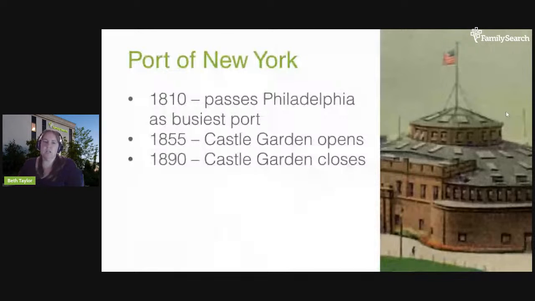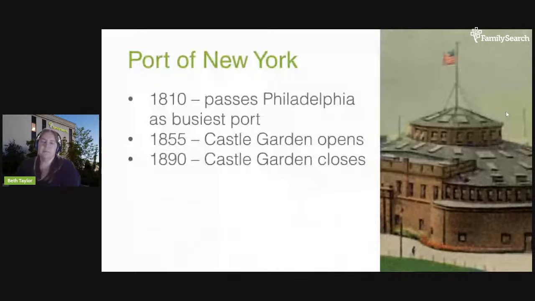And Castle Garden actually ended up closing in 1890. The reason Castle Garden closed was because of the Immigration Act of 1891 that was shifting the responsibility from the state to the federal government. So at this point, Castle Garden is no longer active.